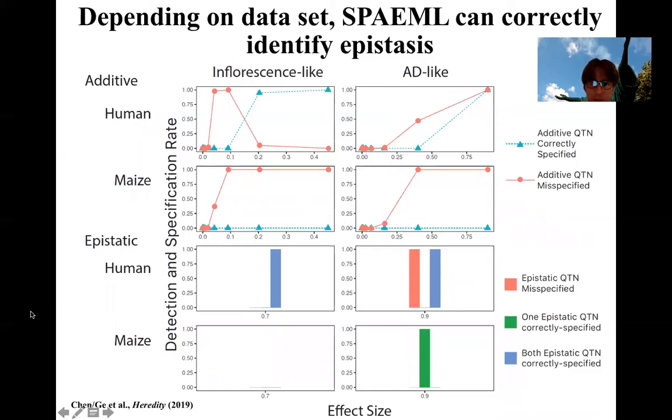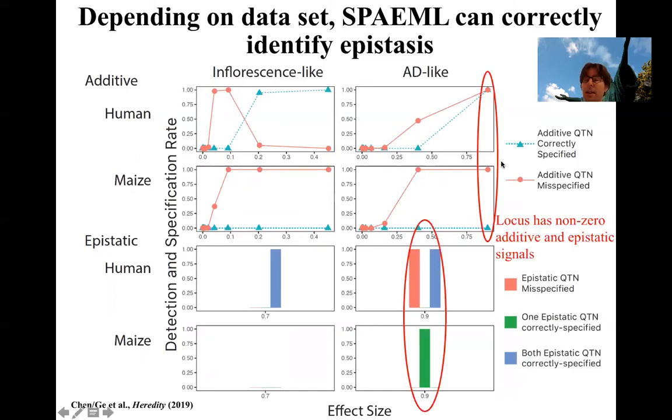And moreover, what this graph is saying is that whenever we look at our human data set, which is our first and third rows, we see that the blue line goes up to the top as our x-axis increases, or our blue bar is at the top. And also we have this particular situation where we have an epistatic and a non-epistatic signal at the same particular locus.